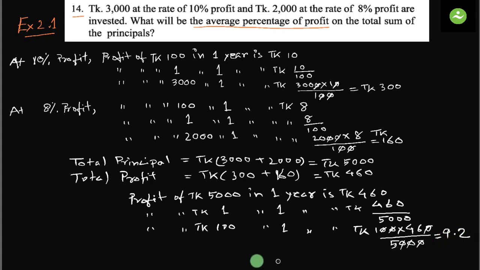So this is the answer to the question, the average percentage of profit. So profit of Taka 100 in 1 year, Taka 9.2. So when we write the rate of profit, that should be 9.2. So the answer is 9.2%. Thank you very much.